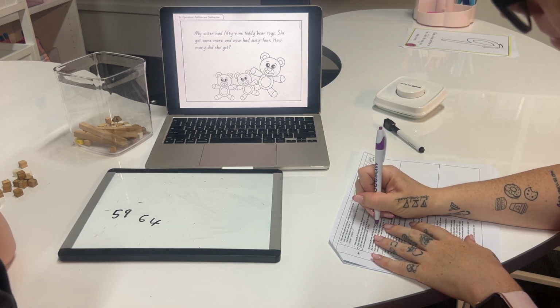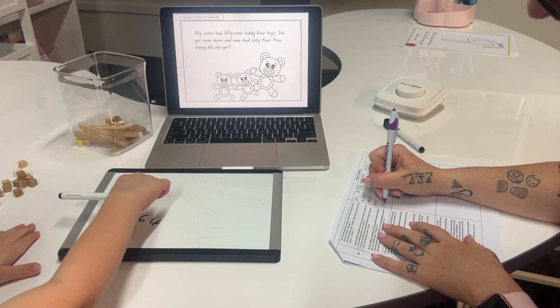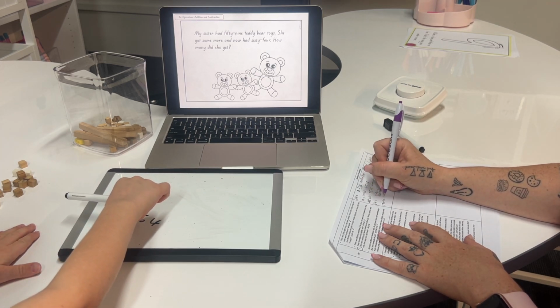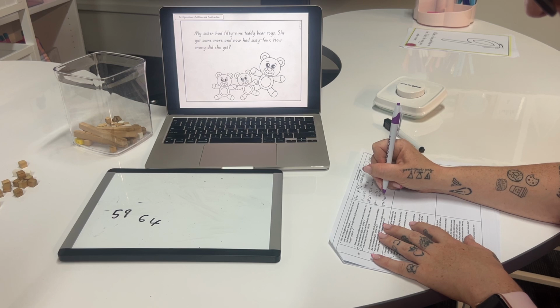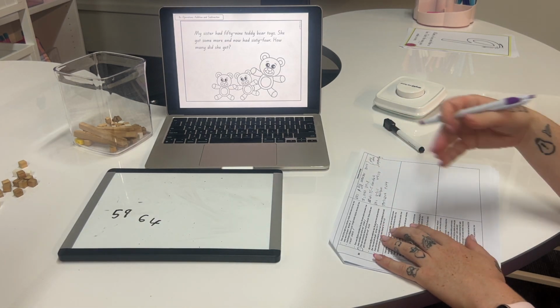How'd you get 5? Because the one goes off from there, and then there was 4 left. So then I added that onto the 60. You're so amazing. All right, here we go.